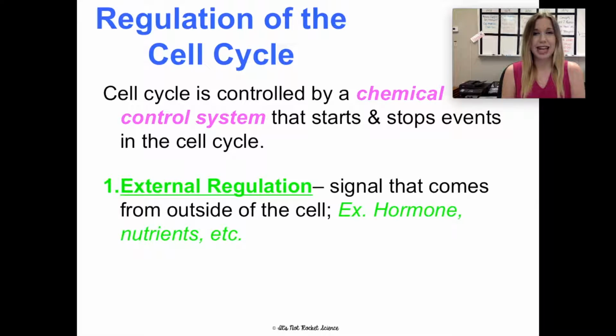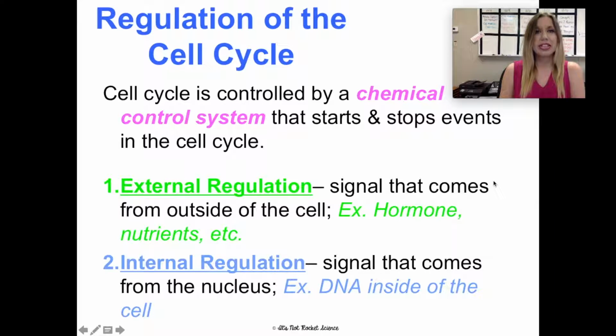The first is external regulation. This can be a signal that comes from outside of the cell. So this could be a hormone, it could be nutrients, anything from your environment essentially could externally regulate our cell cycle. And then the second kind of regulation is internal regulation.